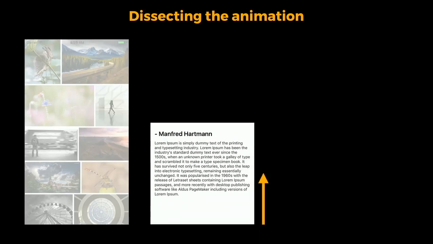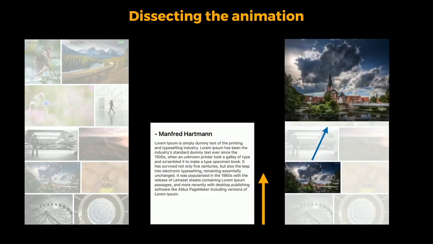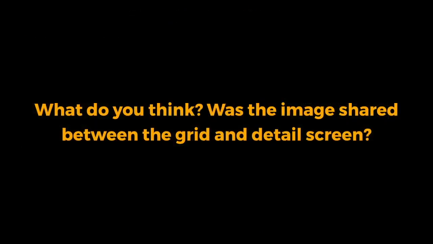And between these two screens you have this image, which is shared, and which animates from one position and size to another. So these are the three animations: one is the exit, one is the entry, and one is the shared element, right? So now you saw it. Do you think the image was shared between these two screens?